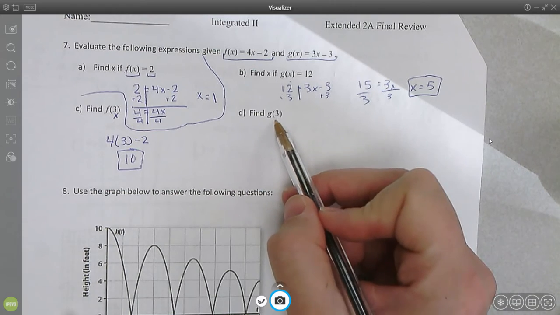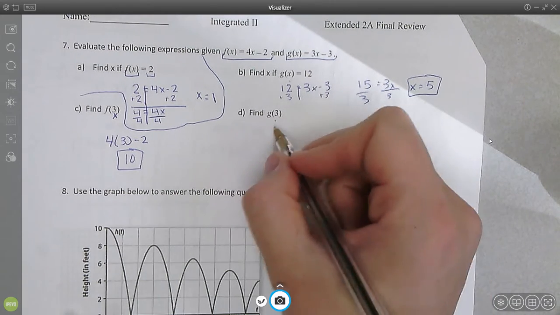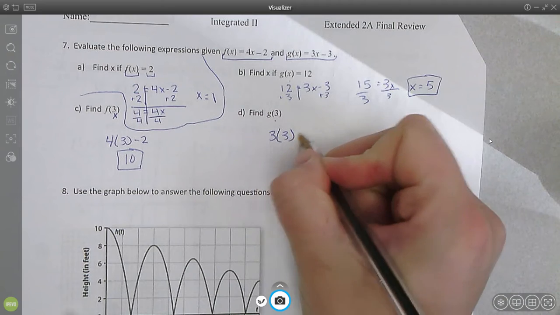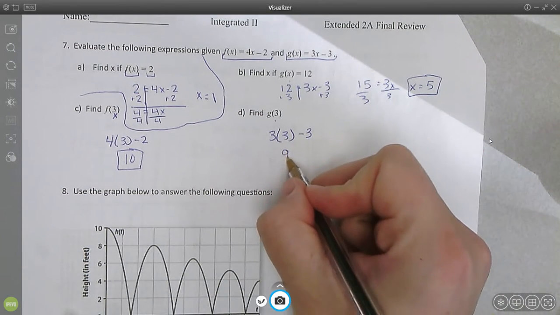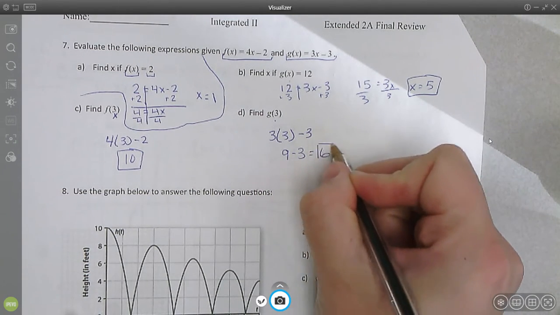Same thing, but now we're taking 3 and we're plugging it into g of x. So you have 3 times 3 minus 3. So you have 9 minus 3 equals 6.